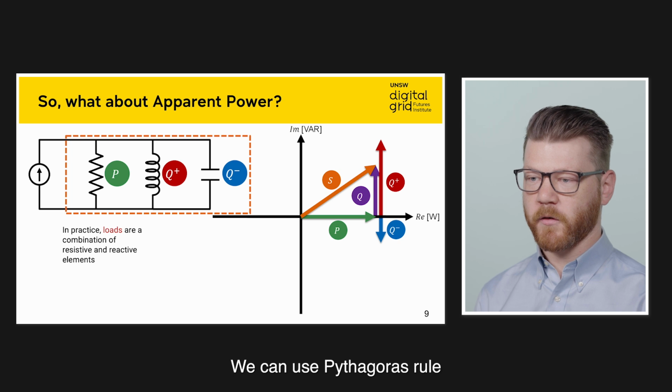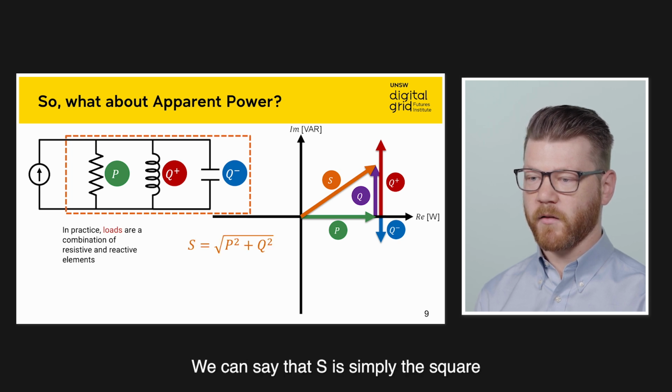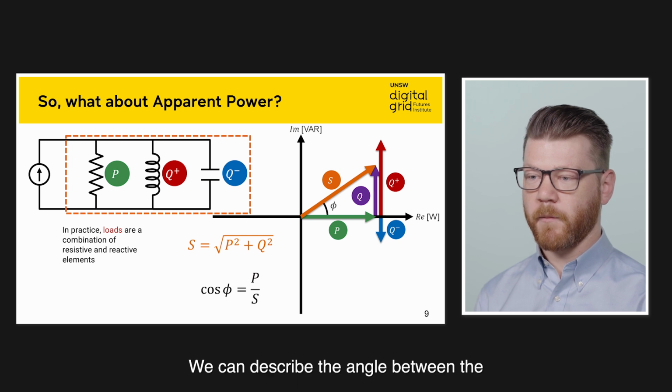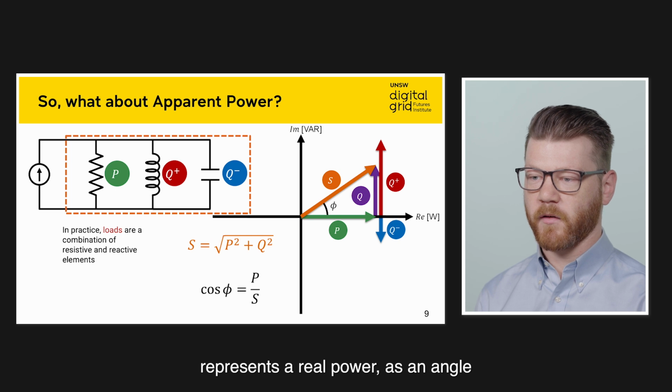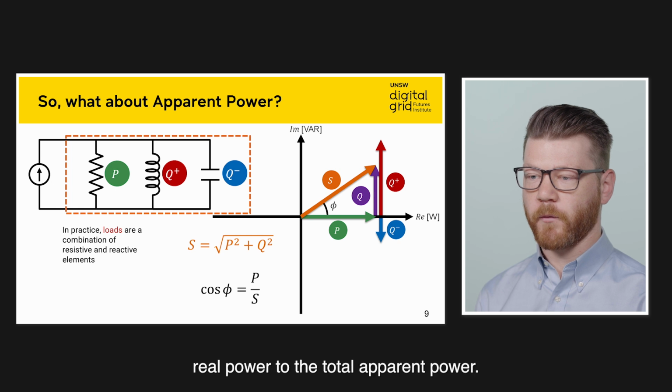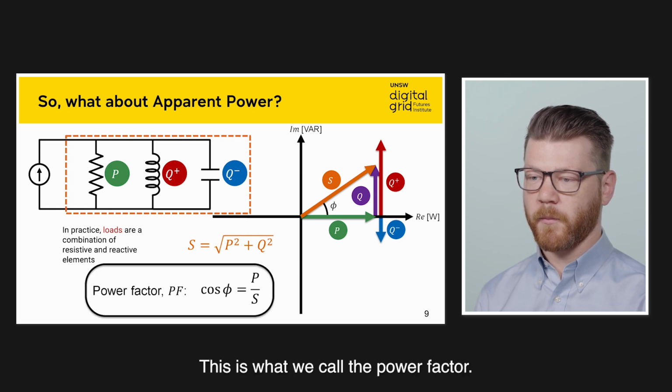We can use Pythagoras' rule to describe an equation. We could say that S is simply the square root of the real power squared plus the net imaginary power squared. This also leads us to one other concept, the power factor. We can describe the angle between the apparent power and the x-axis, which represents a real power, as an angle phi, and if we take cosine of that angle, it gives us the ratio of the real power to the total apparent power. This is what we call the power factor.